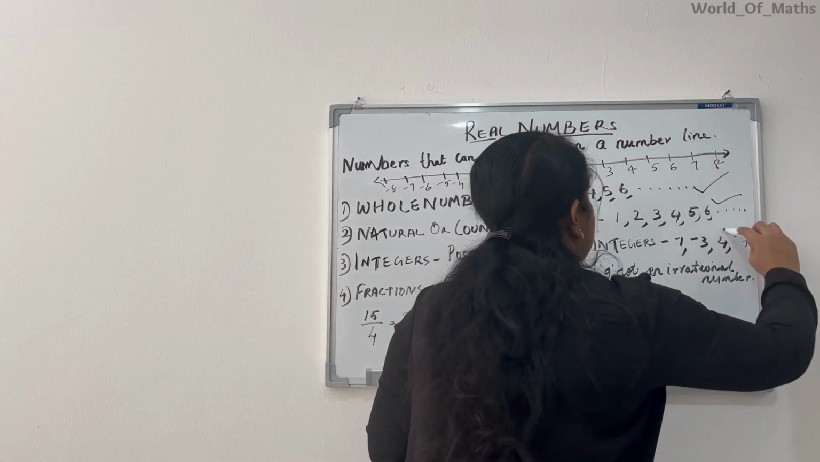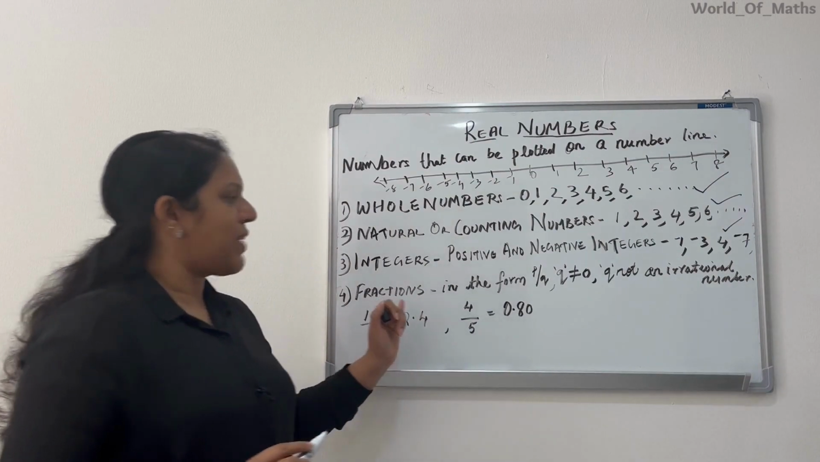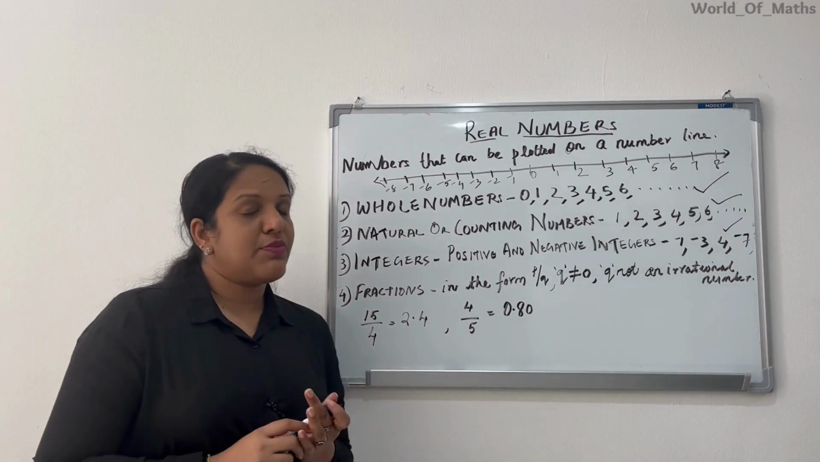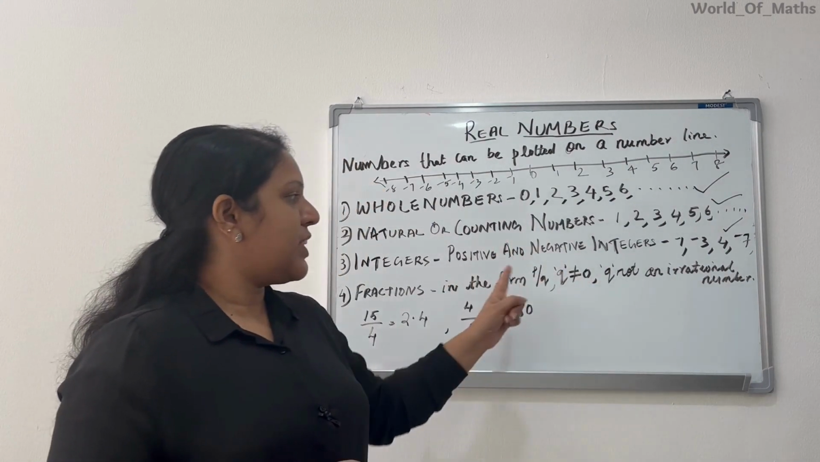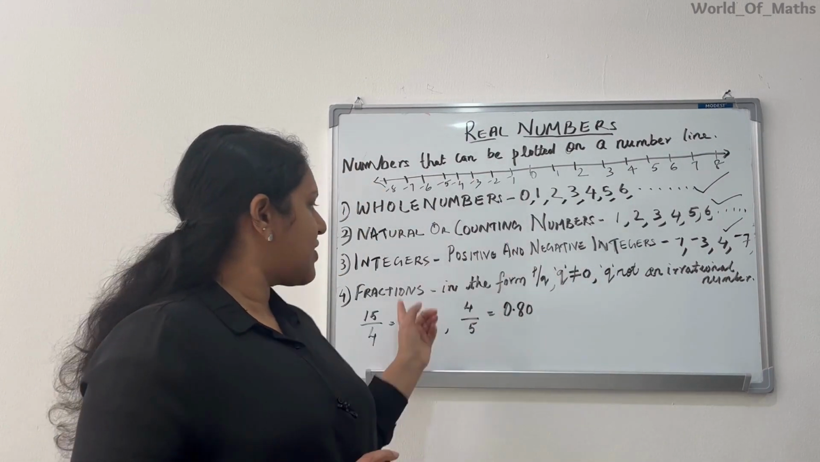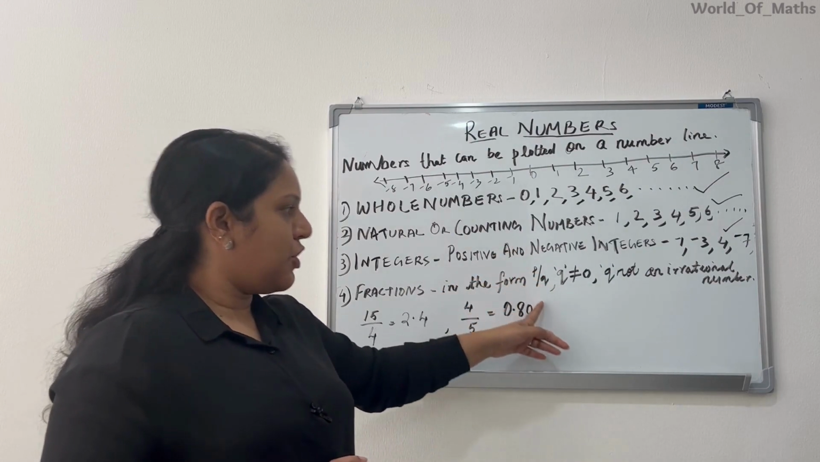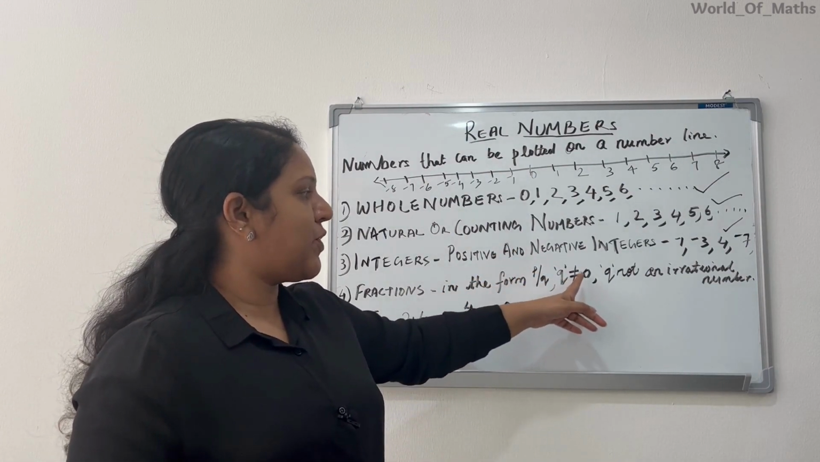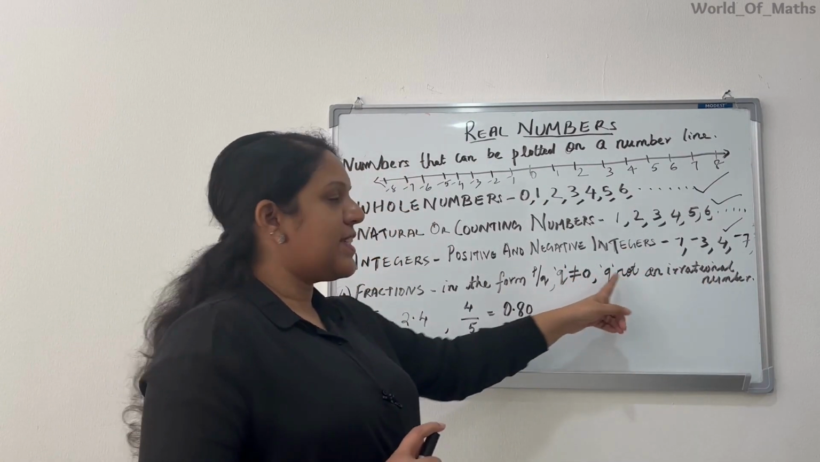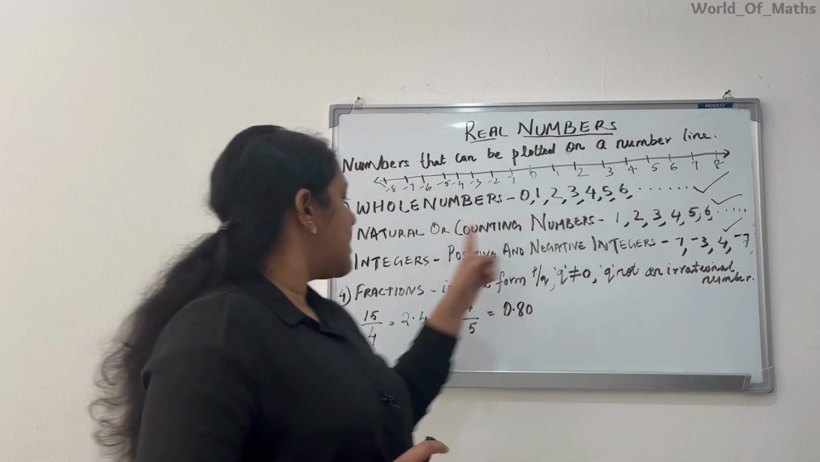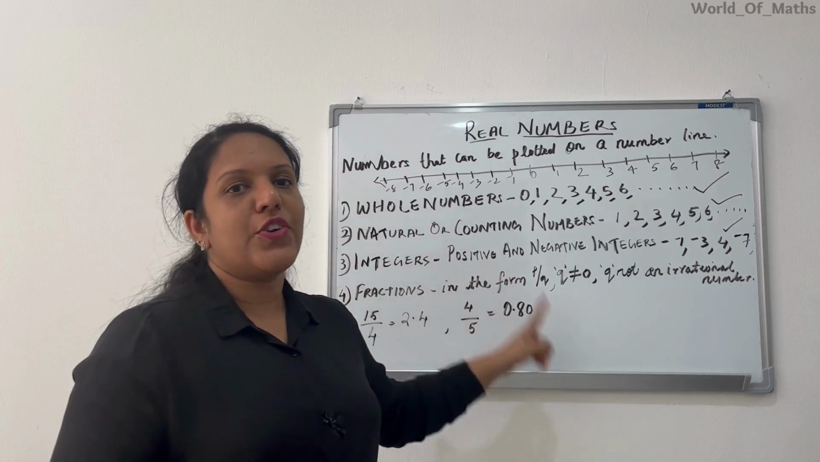So what is the fourth type of numbers? It's fractions. What are fractions? Fractions are numbers in the form of p by q. There are two conditions to be satisfied for a fraction to be a real number. The q, the denominator, should not be equal to 0, and q should not be an irrational number. If these two conditions are satisfied, then the fractions are also real numbers.